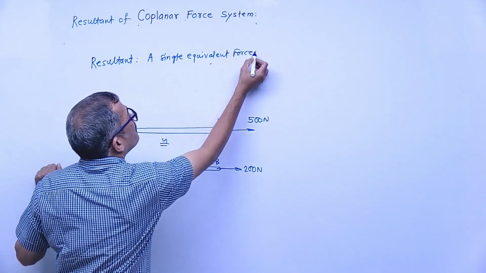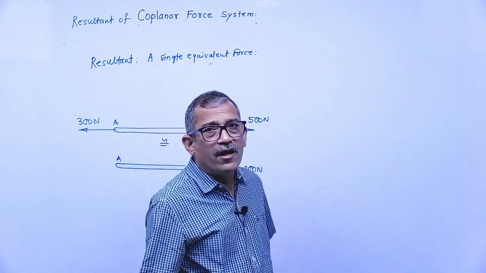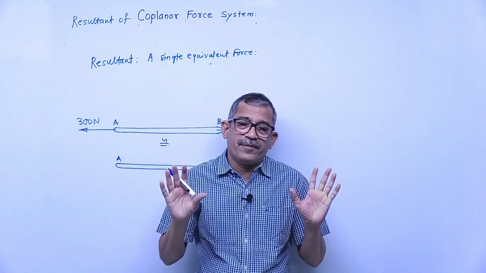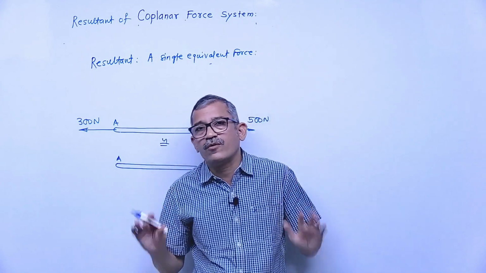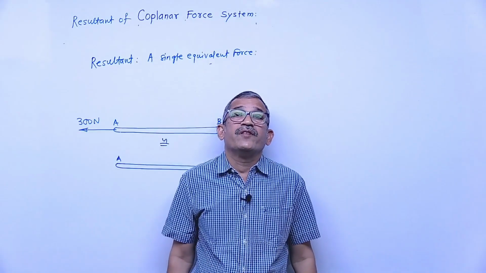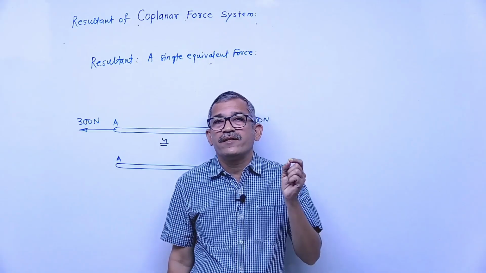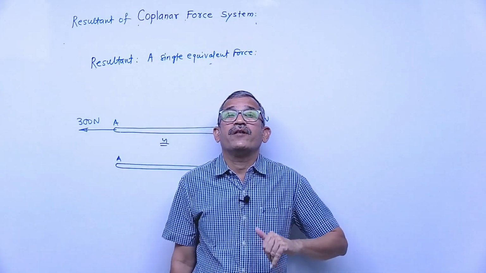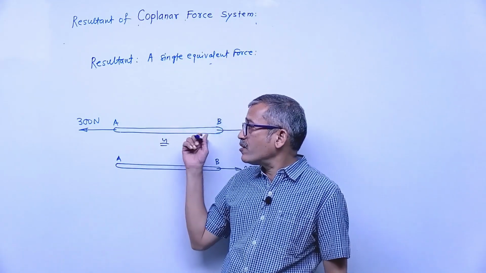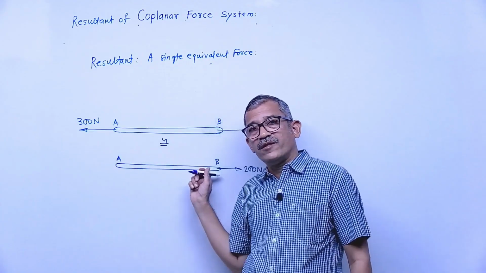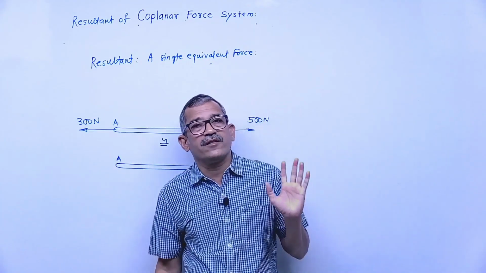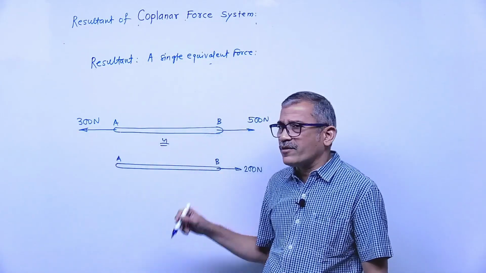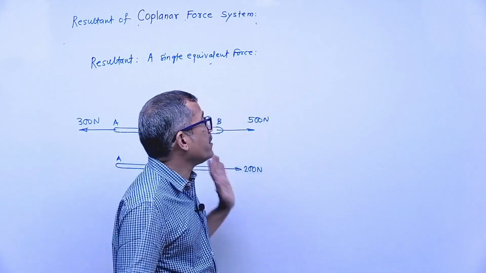Single equivalent force. Or in one line, if you want to write, note it down: if all the forces involved in a force system can be replaced by a single equivalent force without changing the effect of the original force system, meaning the effect of the original force system and the effect of this single force remain the same, such a single equivalent force is called the resultant. Here I have taken a very simple example so that you can easily find it without any resolution.